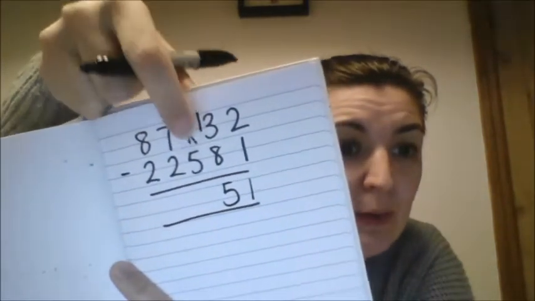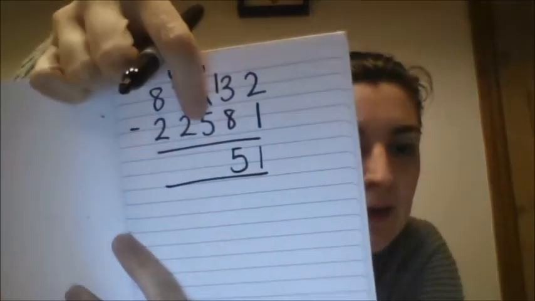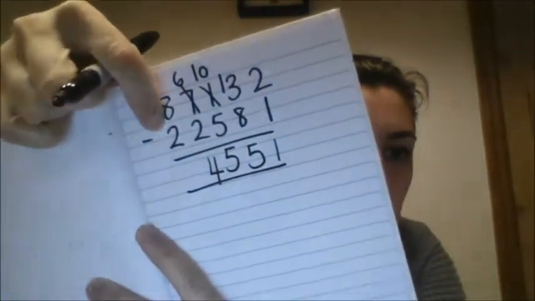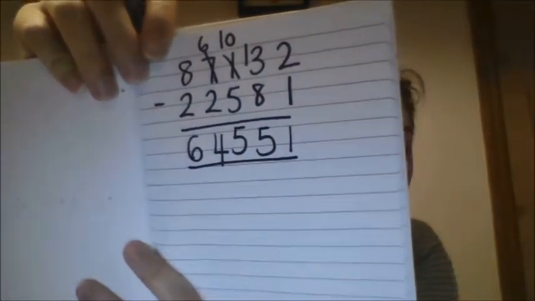I can't do it because 0 is smaller than 5. So I'm going to borrow from here. So that makes it 10. So 10 take away 5, I know is 5. Then I've got 6 take away 2, which I know is 4. And then 8 take away 2, which I know is 6. Okay, so I've got my answer, which is 64,551.